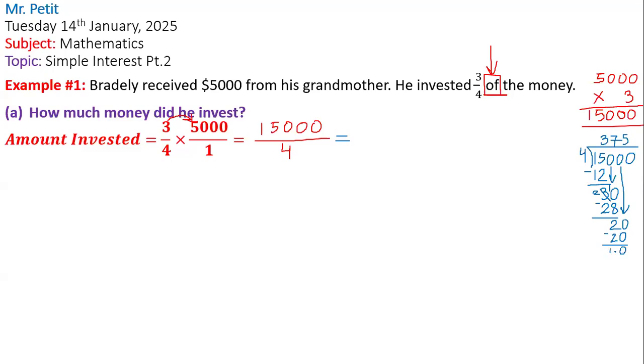Bring down the 0. How many times does 4 go into 0? 0 times. So 0 minus 0 is 0. And so what we have here is 3,750. So class, what is the amount that Bradley invested? 3,750. Very good.